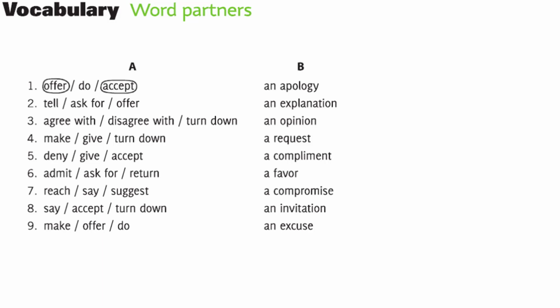Okay, number two. So we're going to use all three examples with the noun in part B to see which one works and which ones don't. So number two, tell an explanation, ask for an explanation, and offer an explanation. Now you can explain something, but you cannot tell an explanation. You can ask for an explanation, or you can offer an explanation.